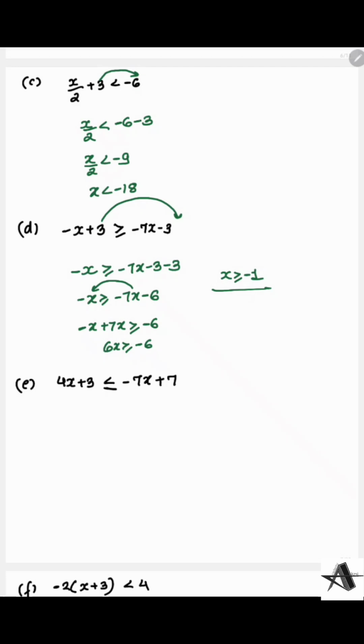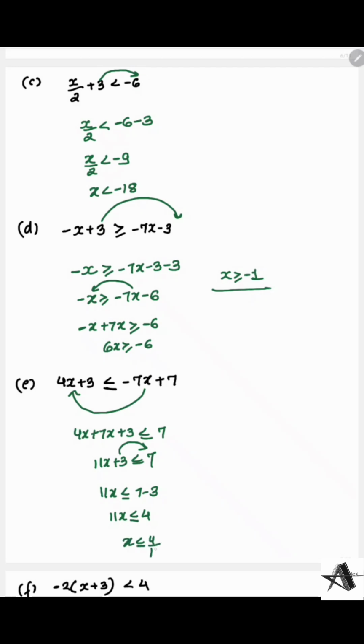Finally, this one, okay, we have the remaining as well. So first transpose this one here on the left hand side. On transposing, change the sign. So 4x plus 7x plus 3 less than or equal to 7. And this will give you 11x plus 3. Now transpose 3 onto the right hand side. 11x less than or equal to 7 minus 3. 11x less than or equal to 4. And finally divide both sides by 11. You will get x is less than or equal to 4 over 11.